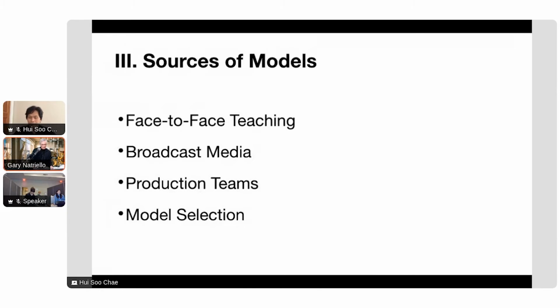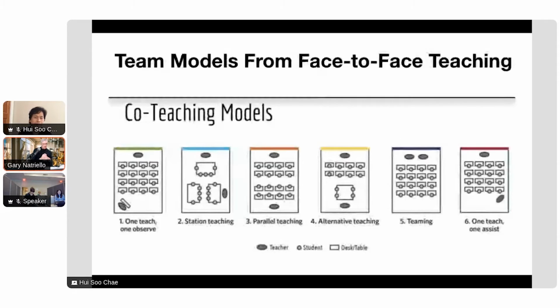So when we thought about it, it came down to there being 3 sources of these models. I'm going to step a little bit through each one of them to get a sense of what we think we've borrowed from each of them. They're face-to-face models. There are models from broadcast media, and then there are production team models.